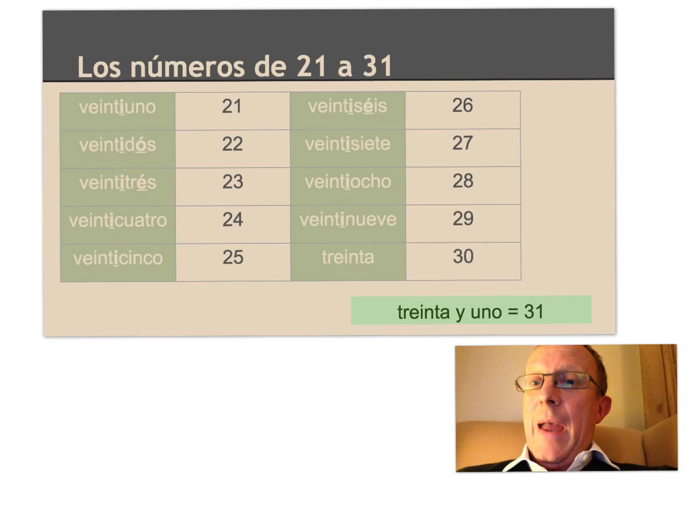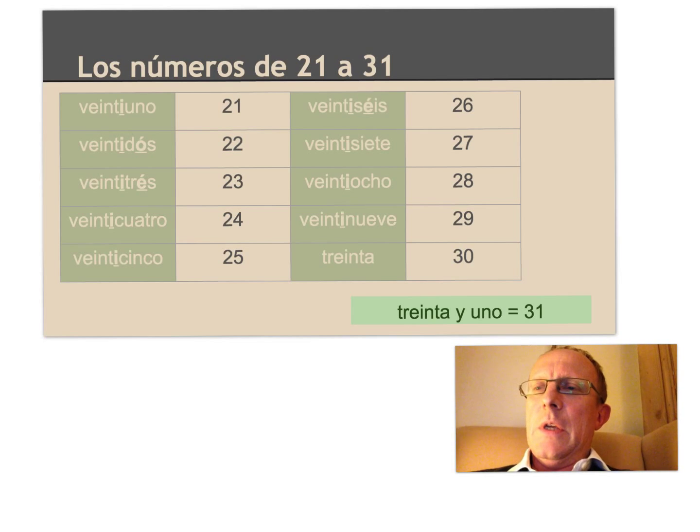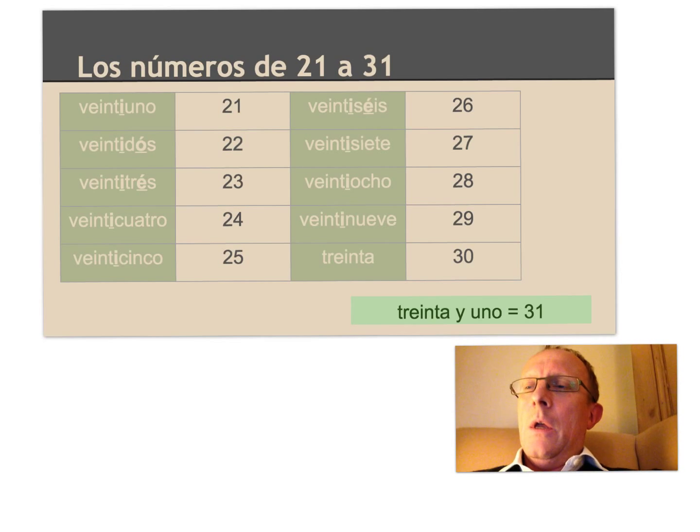Three of them have accents. The easy way to remember which ones these are is that it's the three words that end in S: 22, 23, 26. There we go, that's the numbers from 21 up to 31.